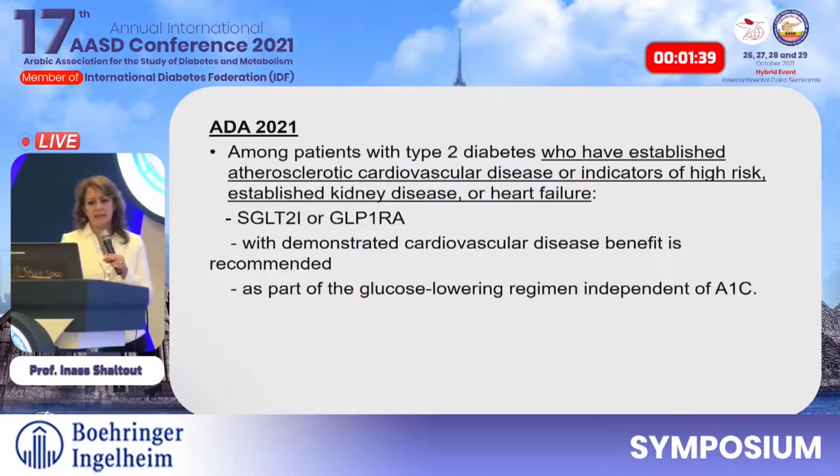And this is again the statement: among patients with type 2 diabetes with established atherosclerotic cardiovascular disease or indicators of high risk, established kidney disease or heart failure, we should use an SGLT2 inhibitor or GLP-1 receptor agonist with demonstrated cardiovascular benefit. It is recommended as a part of the glucose lowering medications, in spite of the hemoglobin A1C.